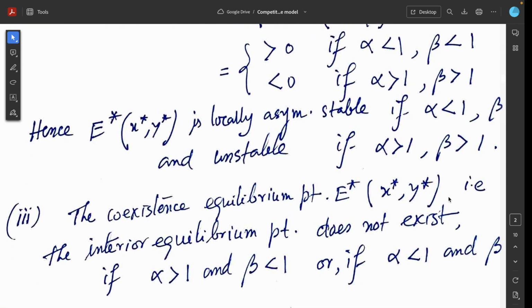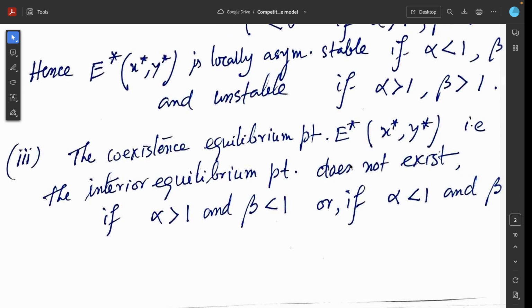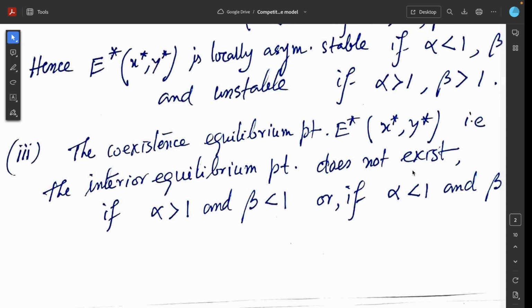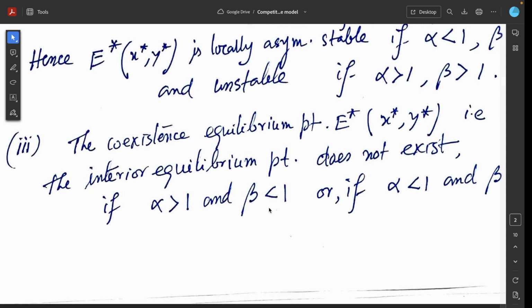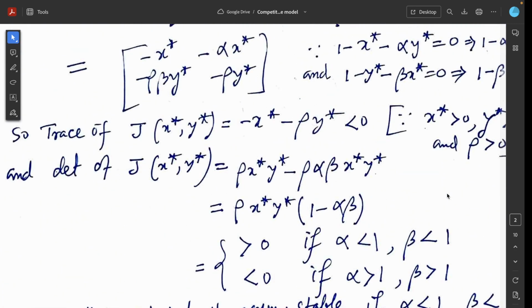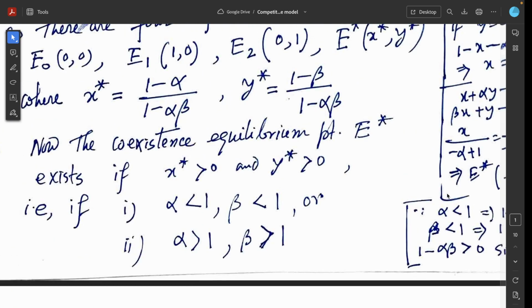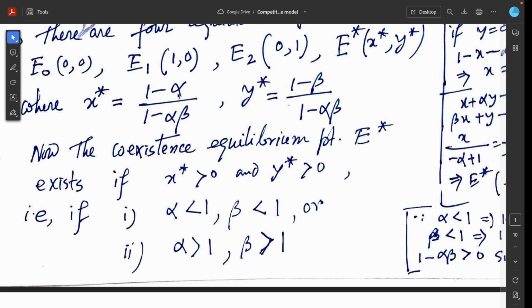Next, question 3. The coexistence equilibrium point star, that is the interior equilibrium point, does not exist if alpha is greater than 1 and beta is less than 1, or if alpha is less than 1 and beta is greater than 1. Because if alpha is greater than 1 and beta is less than 1, then 1 - alpha is negative, and beta is less than 1.